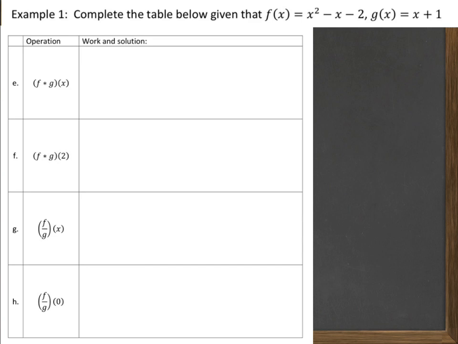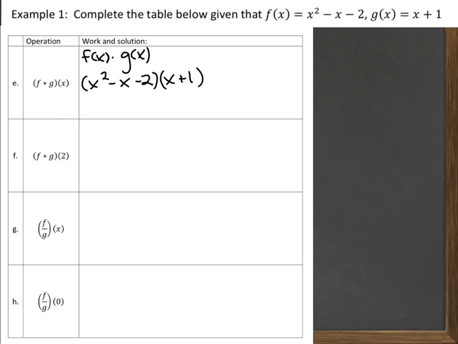So now, let's keep going with parts E, F, G, and H. Now we're going to be looking at f times g and f divided by g. Okay, so f times g of x is the same as f of x times g of x. It's going to be very important that we write these things with parentheses. So I have x squared minus x minus 2 in parentheses times x plus 1.